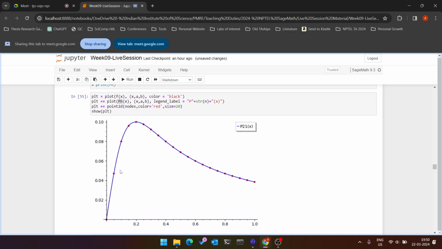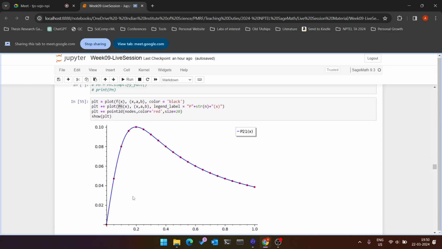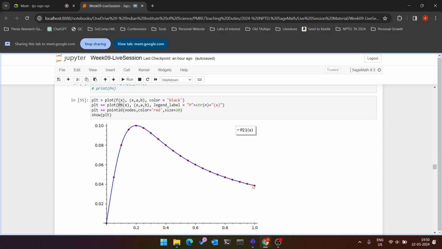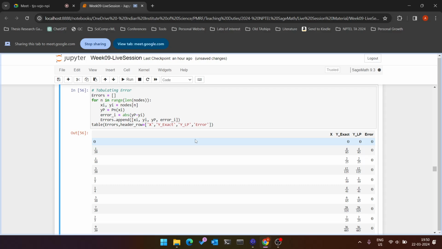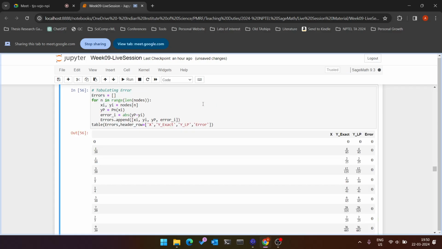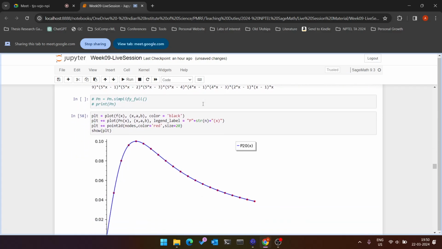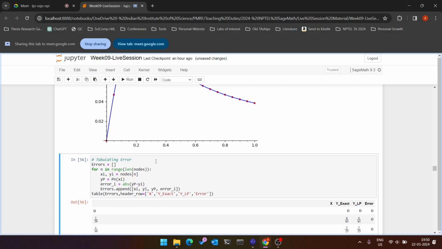What do we see? There is no f of x visible. That is because it exactly overlaps with p21 of x. If I were to comment this out, this is what f of x looks like. This is my f of x, and pn of x overlaps it. Okay, so far so good.